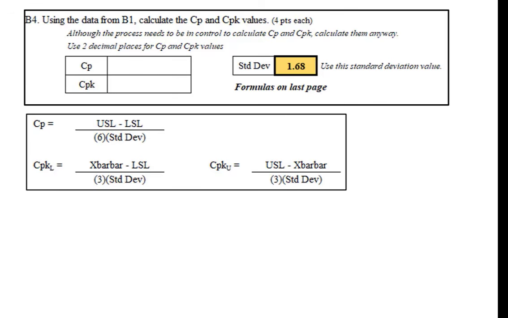Section B4 of the exam, using the data from B1, calculate the CP and CPK values, 4 points each. Although the process needs to be in control to calculate CP and CPK because you want predictability, calculate them anyway. Use 2 decimal places for CP and CPK values. Again, 2 decimal places. And also notice that I give you the standard deviation of 1.68. You do not need to calculate that. And the formulas are on the last page, which are these formulas.